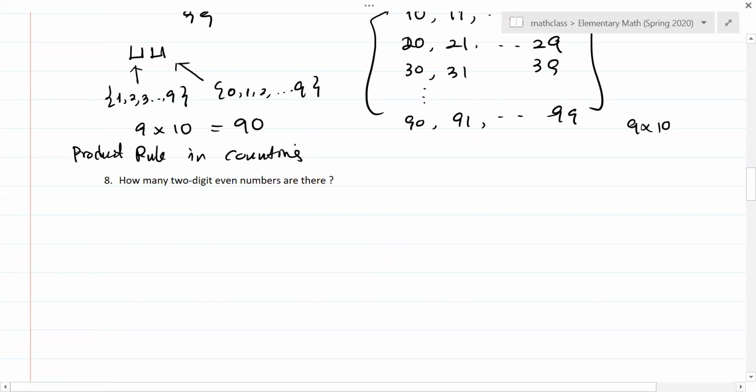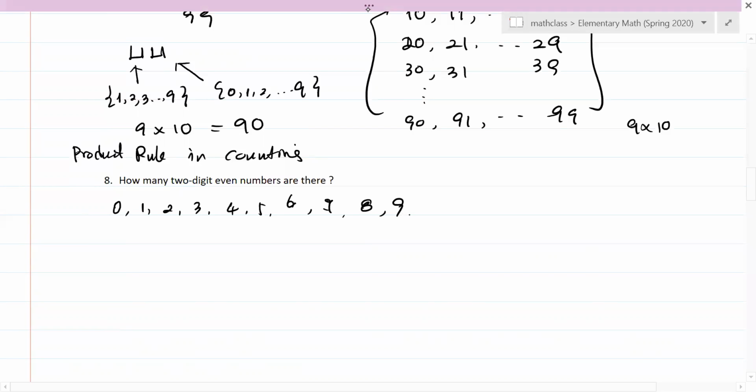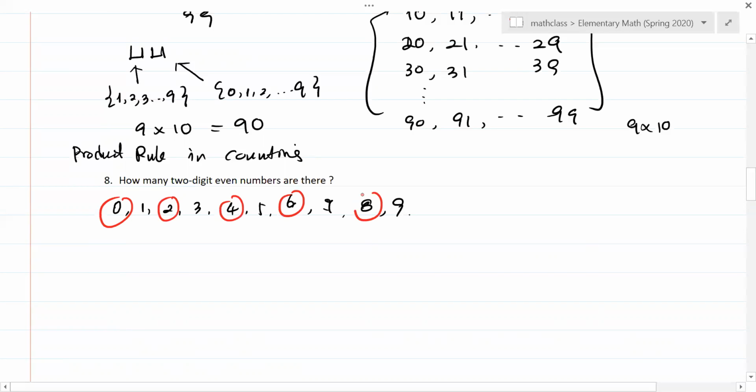Even number. Okay, so if you apply the product rule, then you can solve the problem. The digits: 0, 1, 2, 3, 4, 5, 6, 7, 8, 9. And then let's circle the even ones. Okay, those are the even numbers.